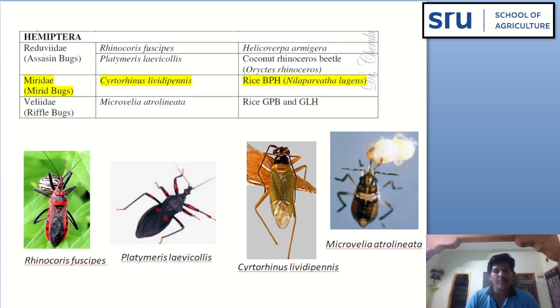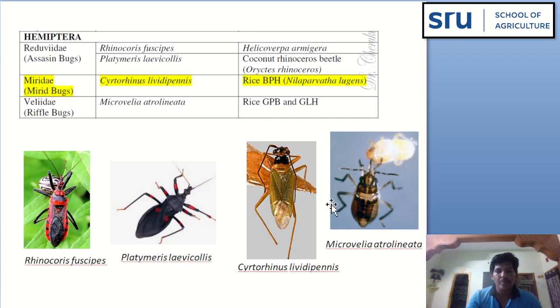Next, the predator from the Hemiptera order, that is the Reduviidae family. Reduviid bugs are assassin bugs, that is Rhynocoris fuscipes and Platymeris laevicollis. This Rhynocoris fuscipes feeds on Helicoverpa armigera. Next, Platymeris laevicollis feeds on the coconut rhinoceros beetle.